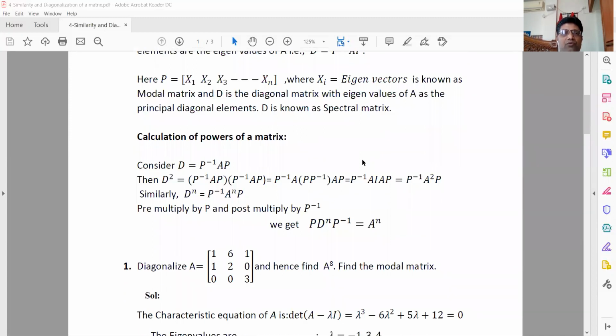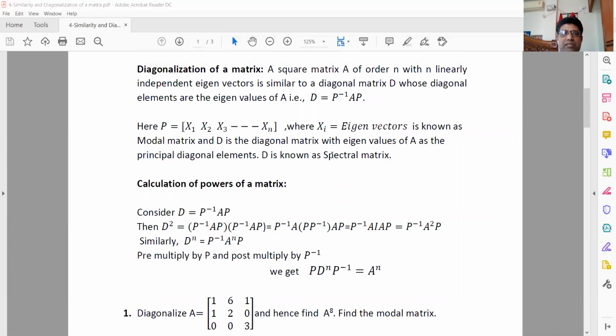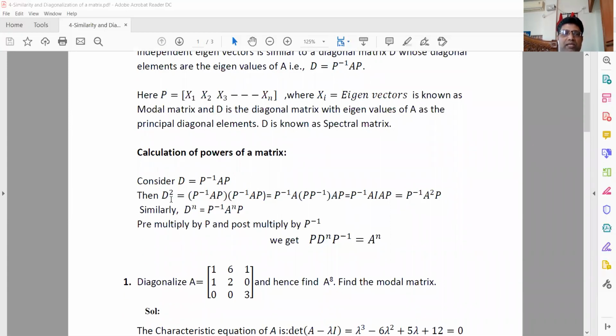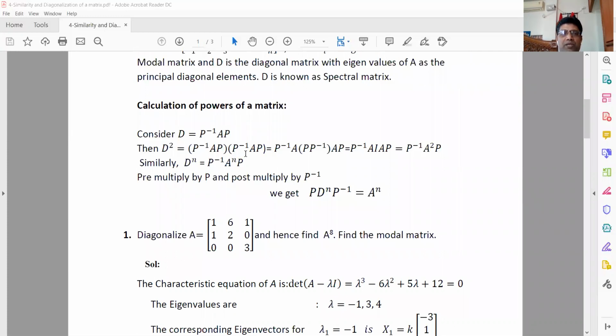And if you want to calculate the powers of a matrix, suppose A is given, and I want to calculate A power 5, A power 10, something like that, then you can use the same concept here. What is D? D is P inverse AP. So I am taking D square: P inverse AP into P inverse AP. So P inverse A, P inverse P is I. So AIA is AA, and AA is nothing but A square.